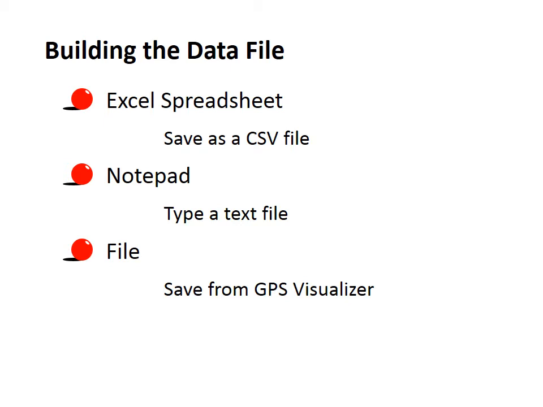Save your spreadsheet in a CSV format. CSV stands for comma-separated values. An alternative is to simply type your data into a text file editor. Windows Notepad is an example of such an editor. This may be the easiest way to do it, if you only have a few data points.